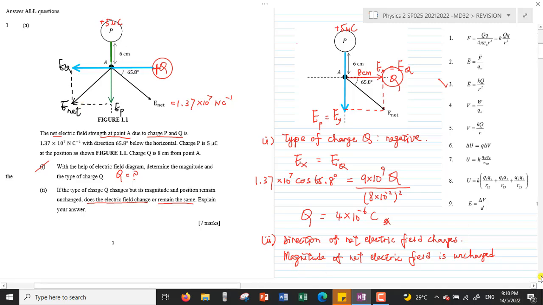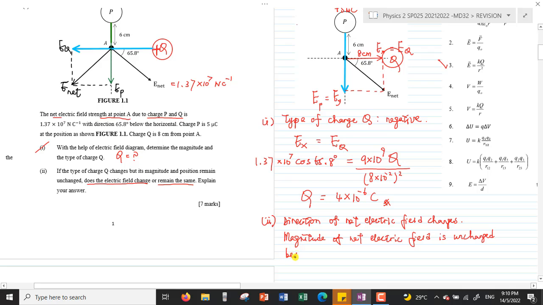Why? Because the magnitude and the position of the charge Q is remain unchanged. So they still give the same magnitude of electric field, but then the direction change because the type of charge change. So this one will be our answer for question 2.